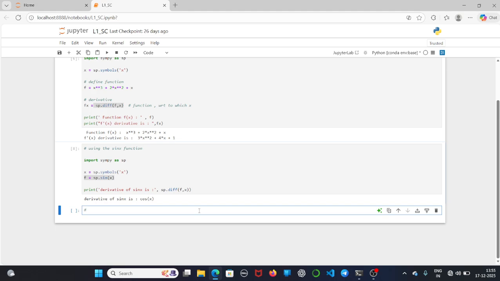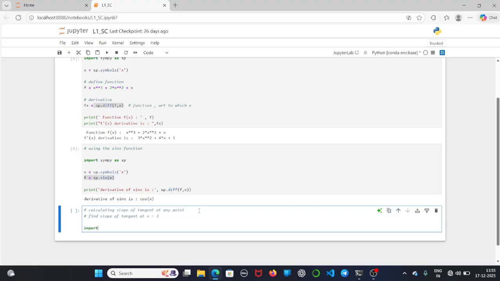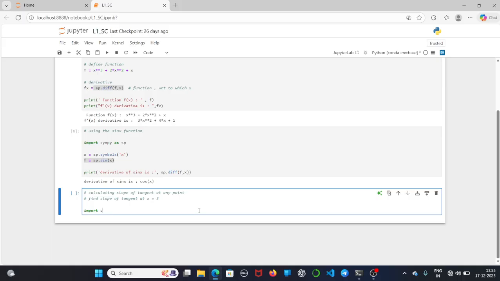Okay, so now the third program we are going to write is calculating the slope of a tangent at any point. So in this program, what we are going to find is the slope of the tangent at x equals 3. So first, what we are going to do is import SymPy as sp.